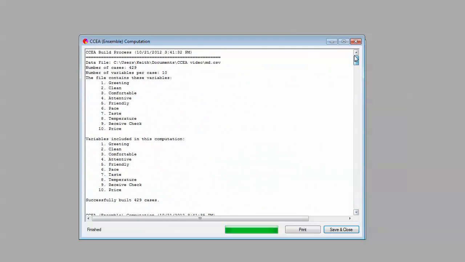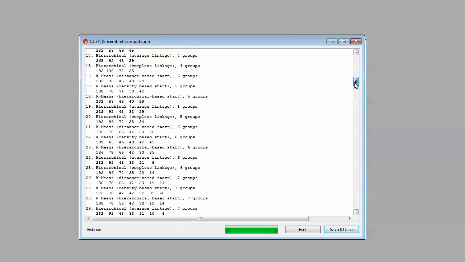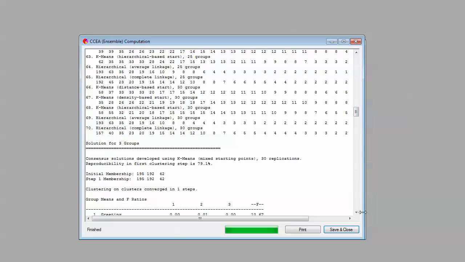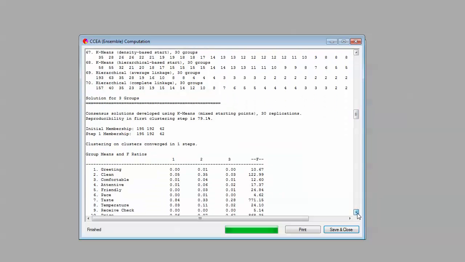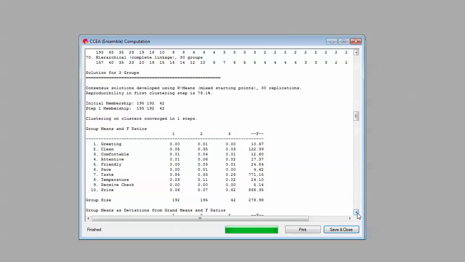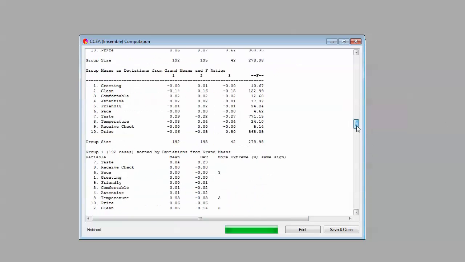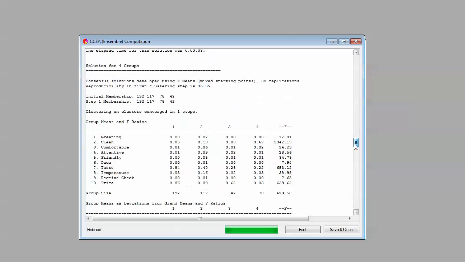So let's go back up here. It's just telling us what it ran and what solutions it discovered, each of those many ways it ran solutions. And now it's coming up with its recommended best solution, the consensus solution for 3 groups. It produced this. So here's a 3-segment solution, and what it's telling us is that the consensus developed during the k-means stage had a reproducibility of 79%. So not as high as we were seeing in the CCEA, but still pretty high.